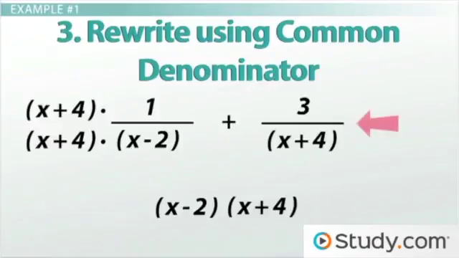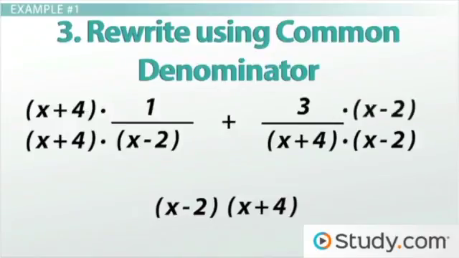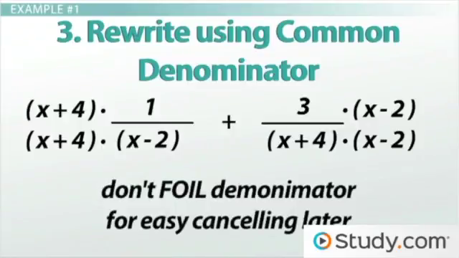Let's look at our second term, 3 divided by x plus 4. The denominator is x plus 4. We need to multiply by x minus 2 to get our common denominator. But once again, if we multiply by x minus 2 on the bottom, we need to multiply by it on the top too. So far, this is what we have: 1 times x plus 4 divided by x minus 2 times x plus 4, plus 3 times x minus 2 divided by x plus 4 times x minus 2. Don't FOIL the denominator. We may have to cancel as our final answer.